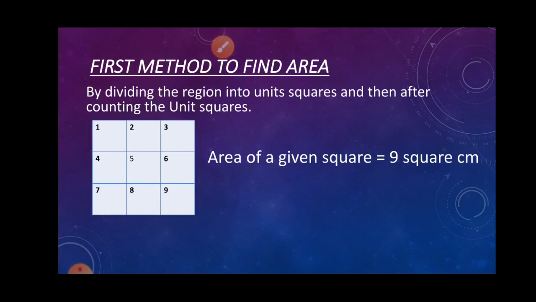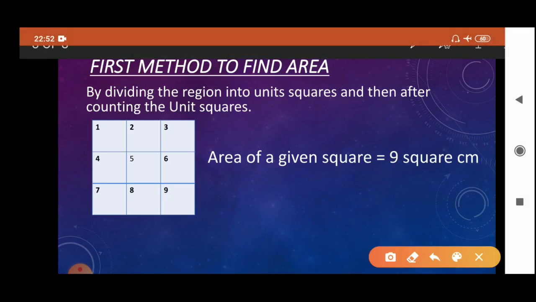Now the first method to find area, in which we have to divide this square into small 1 centimeter equal squares and then we have to count the total number of squares. Let us count. 1, 2, 3, 4, 5, 6, 7, 8, 9. So the area of the given square is 9 square centimeter.